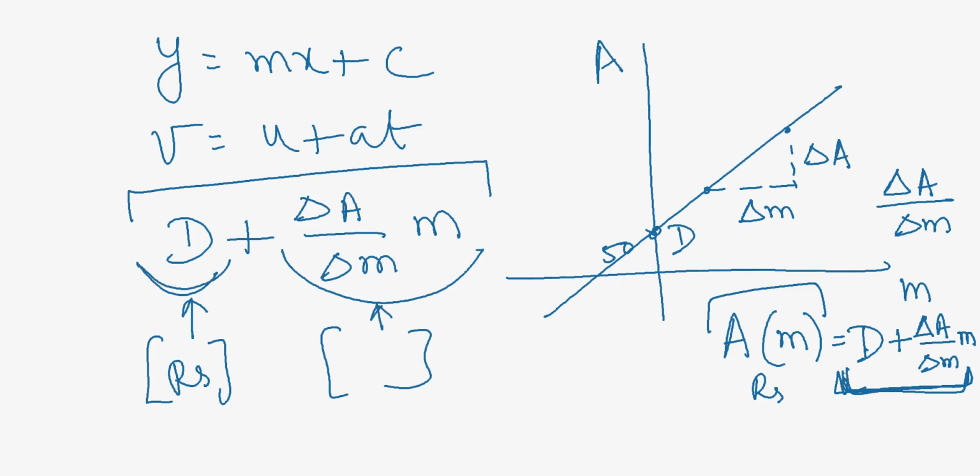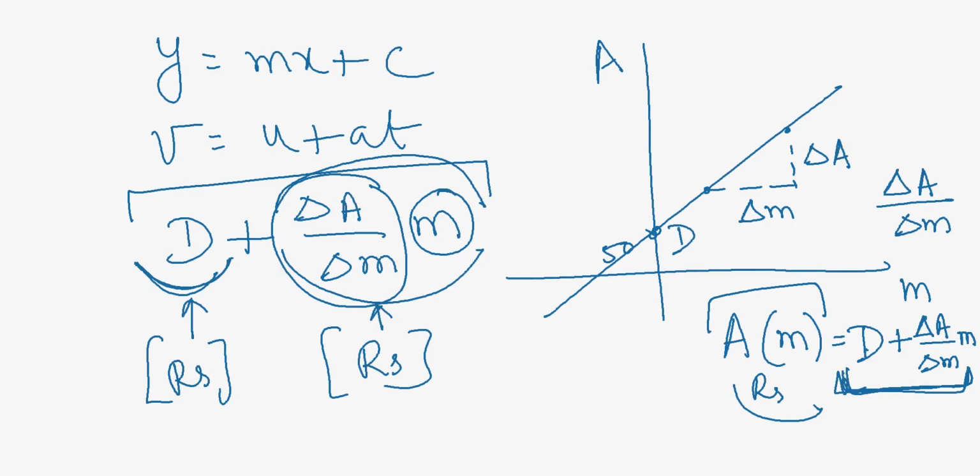If this is rupees, because why does the deposit have to be rupees? Because the amount also is rupees. So this must also be rupees, right? Then only we can add D with the delta A by delta M multiplied by M. But this has two different quantities: one is delta A by delta M and another one is M. Then we have to go for finer refinement. The month, we know it has the month as the unit, right? Then we can question what is the unit of delta A by delta M. That could be very easy.